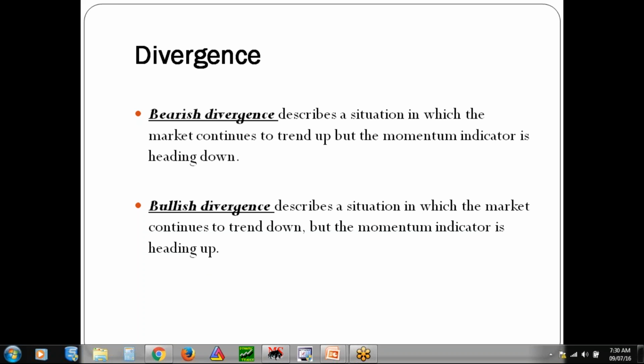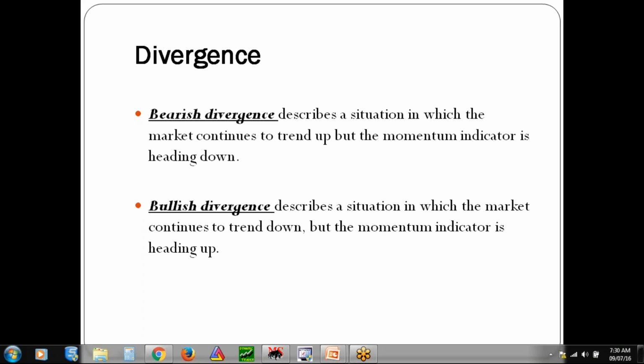Bearish divergence is described as a situation in which the market continues to trend up but the momentum indicator is heading down. That means the market is moving up, the prices are making higher highs, and the momentum indicator slackens off and makes a lower high. What that means is that the rate at which the prices were moving before has decreased. So there is a bearish divergence.